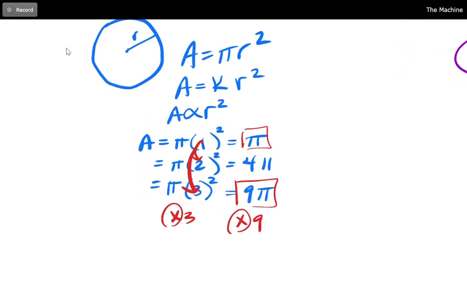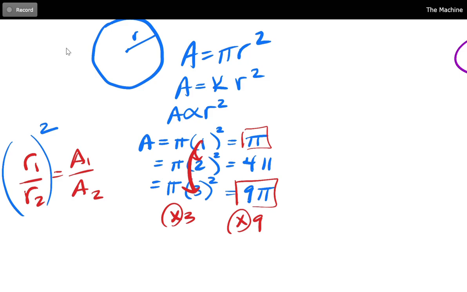Now, proportionally, this is where it's important to keep the things in their separate columns. Proportionately, I would say that the radius 1 is directly related to the area 1, right? As the radius got bigger, the area got bigger. But here's how it went bigger. It got bigger only if I squared the radius. So you see, I needed the r's all in one column on the left and the a's all in one column on the right.